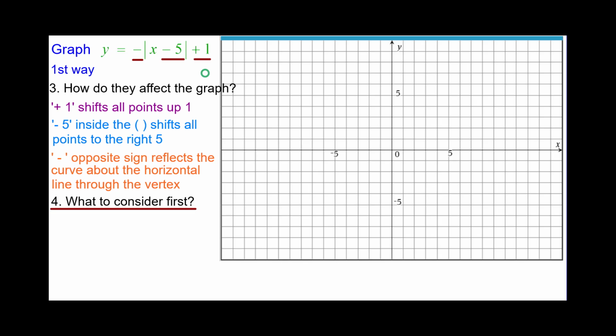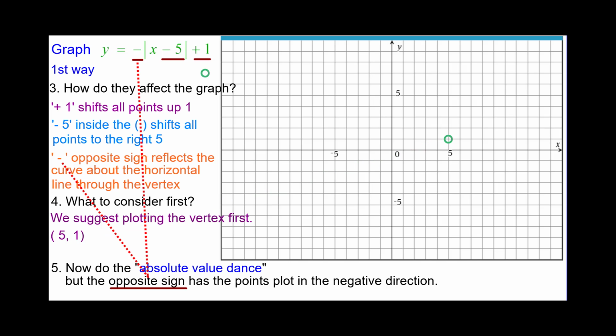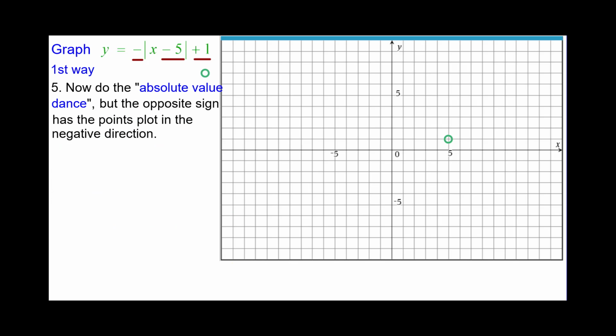Which one should we consider first? Well, we suggest that you plot the vertex first. Since everything goes to the right 5, the x-coordinate of the vertex will be 5. And everything shifts up 1, so the y-coordinate will be 1. So plot 5, 1 as the vertex. All of our points will be plotted relative to that using the absolute value dance. But we also have to consider the opposite sign that has the points plotted in the opposite or negative direction. This is going to open downwards.